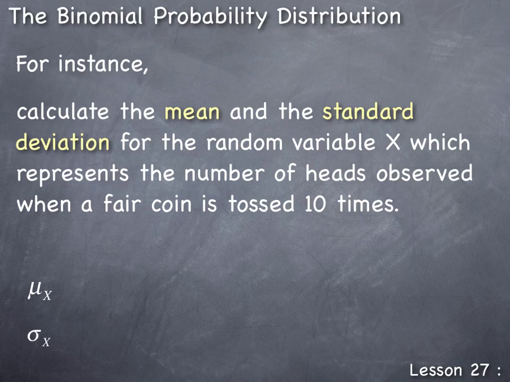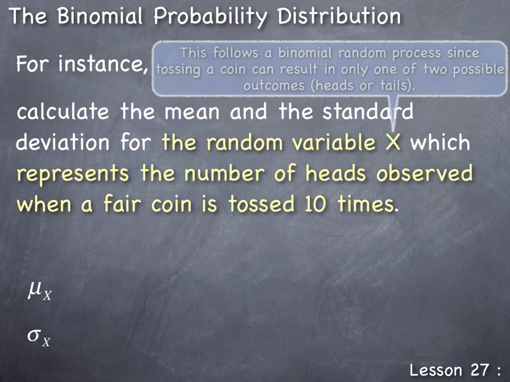Now here we notice that this random variable x represents the number of heads observed when a fair coin is tossed 10 times. This follows a binomial random process since tossing a coin can result in only one of two possible outcomes. That is, it's either a heads or a tails. Therefore, we can use the binomial formulas for calculating the mean and the standard deviation.